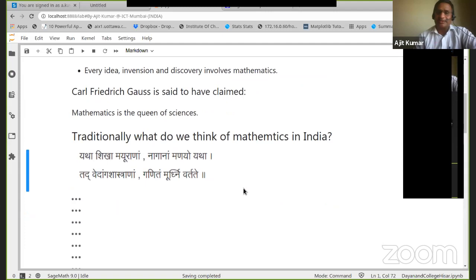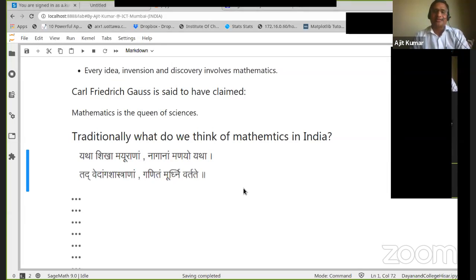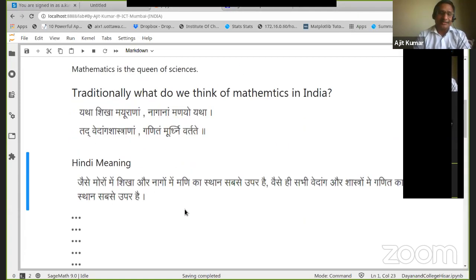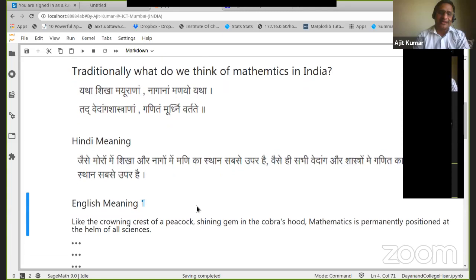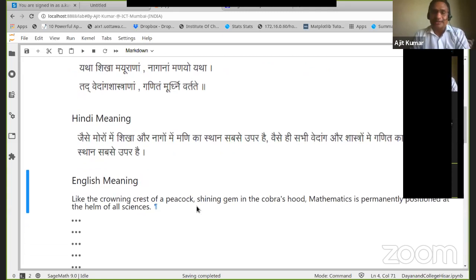Like all of you must have seen this sloka. Yatha shikha mayuranam naganam manyo yatha tad vedang shastranam ganitam murdani vartate. What is the meaning of this? For the Hindi audience, it is जैसे मोरों के शिखा और नगों में मणि का स्थान सबसे ऊपर होता है, वैसे ही वेद और शास्त्रों में गणित का स्थान है. In English, it means that like the crowning crest of a peacock, the shining gem in a cobra's hood, mathematics is permanently positioned at the helm of all sciences.